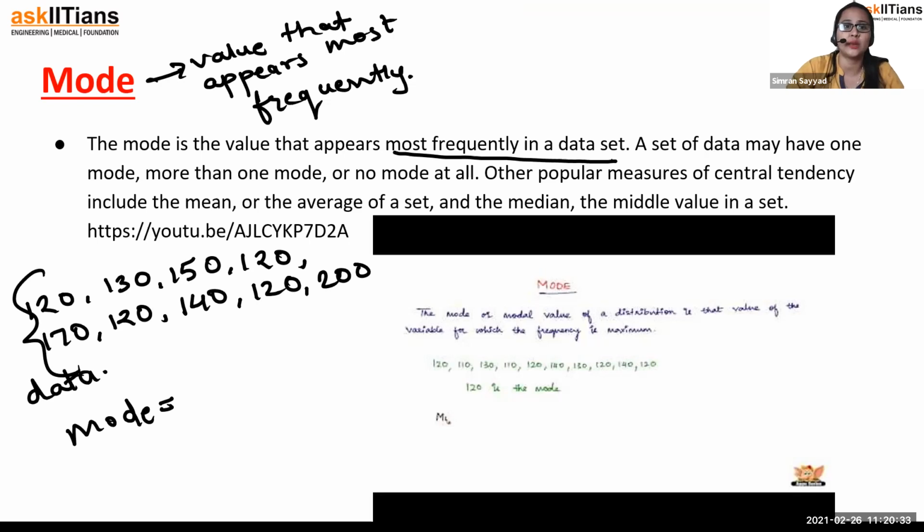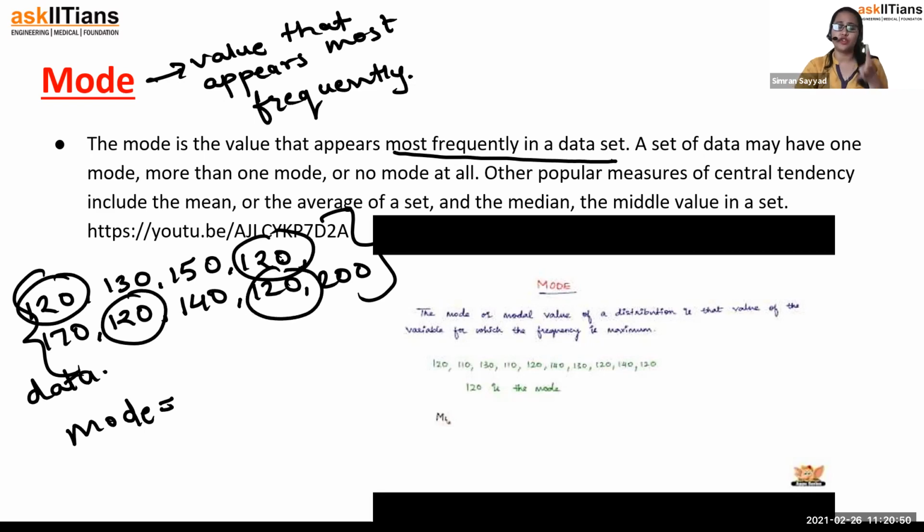What I said, a value that appears most frequently. So this ये पूरा आपका data set है. इस data set में which is the value which is appearing frequently, बार बार बार वही repeat हो रही है. Yeah. So see, 120 यहाँ पे है, यहाँ पर भी है. So it is repeating 4 times. और ऐसी कोई value है जो repeat हो रही है? No. So what will be the mode? 120. Simple. ठीक है. ओके, मोड मतलब क्या?